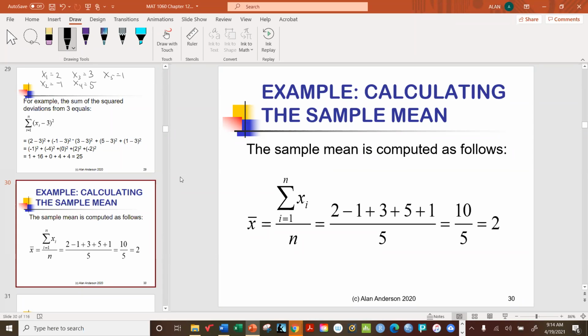Now, this is easy to do on your calculator. The only thing you've got to watch out for is that when you're done with the sum, make sure there's an equals at the end. In other words, add them all up, make sure it says 10 in the window, and only then do you divide by 5.